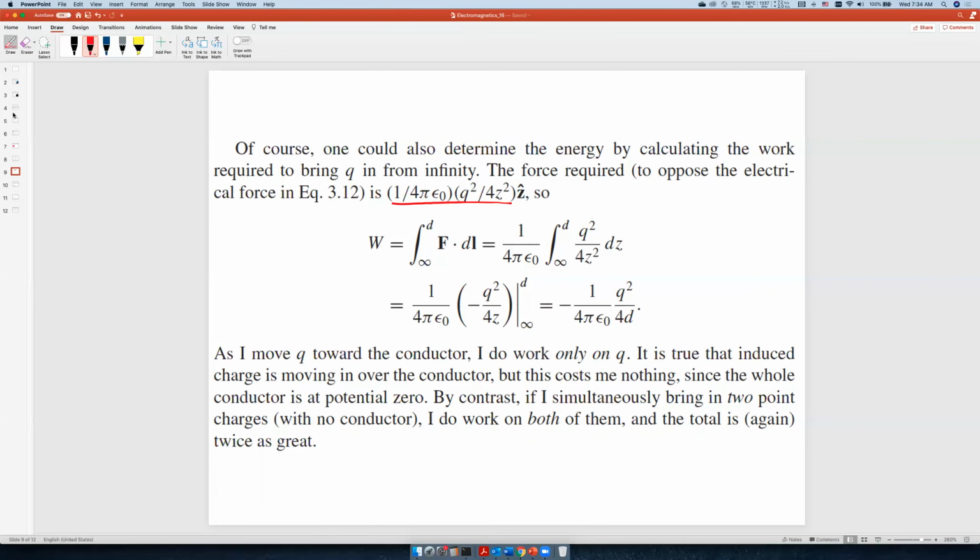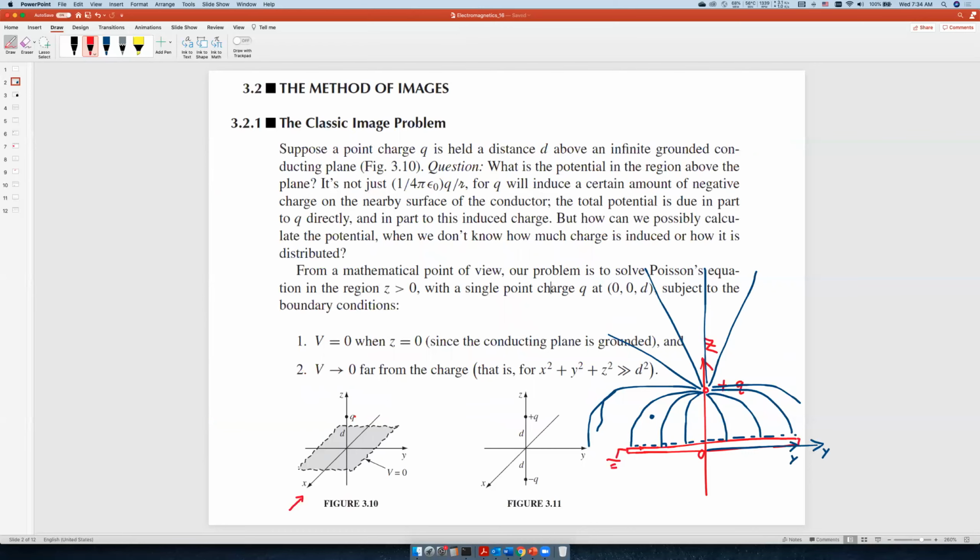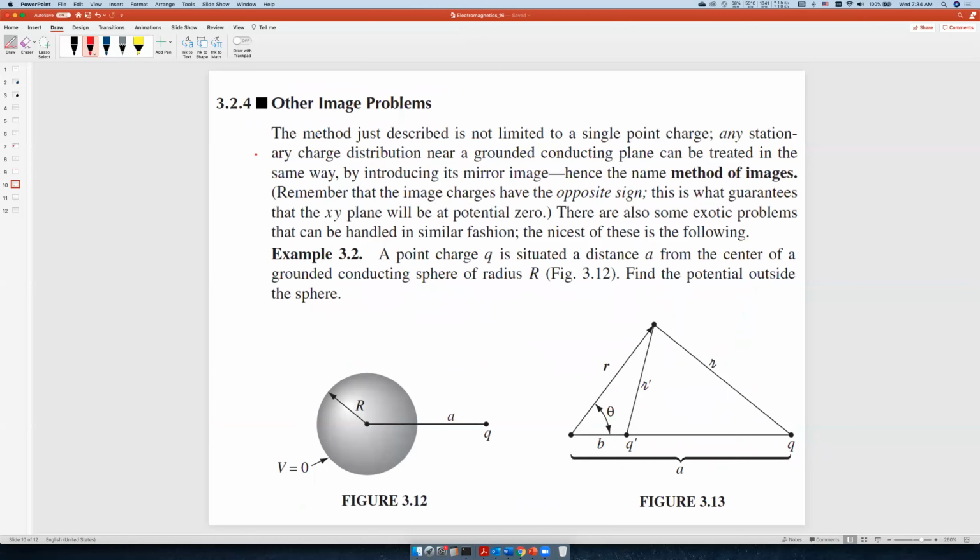So we have finished the classic problem, which is putting one charge above an infinitely large conductor plane, and how to calculate the potential, electric field, energy, and force in the upper region. It equals putting an image charge below the plane, and then things become very easy. And sometimes you have other situations which can be much easier if you have an image charge.